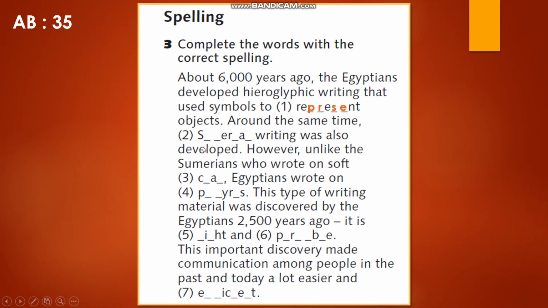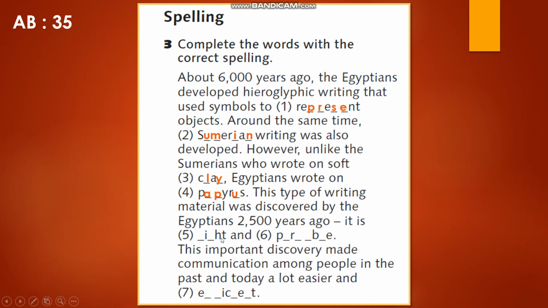Around the same time, the في عندي capital letter، فهون إحنا بنحكي عن proper noun، فرح تكون عندي the Sumerian writing was also developed. However, unlike the Sumerians who wrote on soft, Egyptians wrote on... الآن حكينا إنه the Sumerians wrote on clay and the Egyptians wrote on papyrus. This type of writing material was discovered by the Egyptians 2,500 years ago.